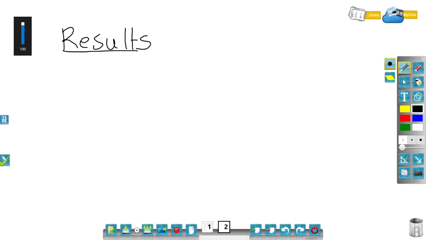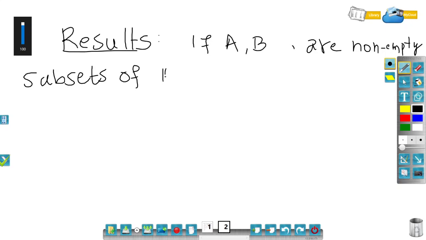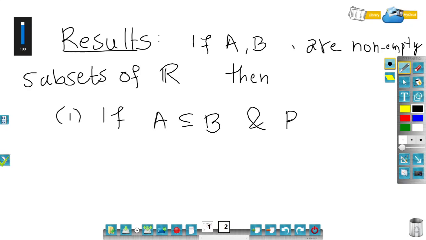Results: if capital A and capital B are non-empty subsets of R, then number 1, if A is a subset of B and B is bounded, then A is bounded.